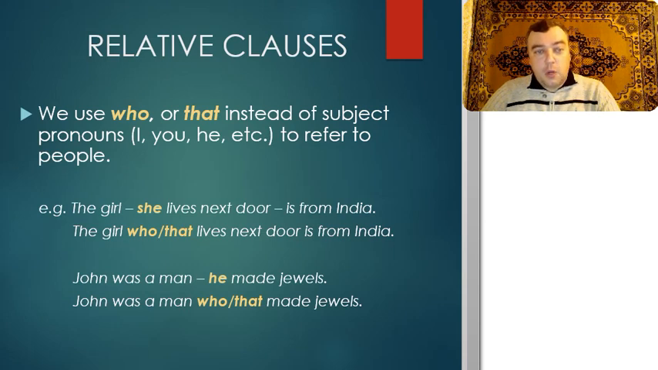One more example. John was a man. He, John, that man, made jewels. So John was a man who made jewels. John was a man that made jewels. He is a personal pronoun that refers to a man, a person, and it must be substituted with the relative pronoun who or that in order to make a relative clause that would modify the noun man.